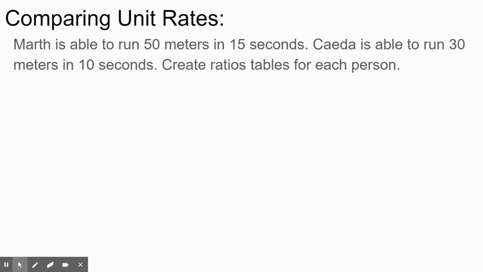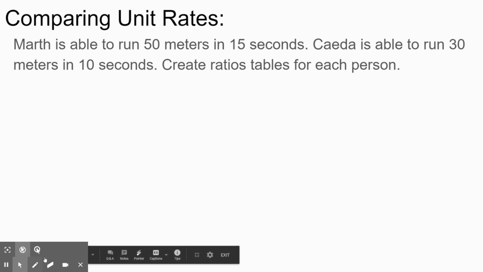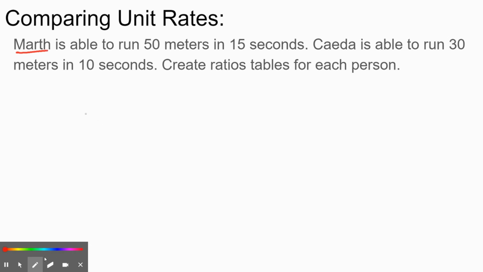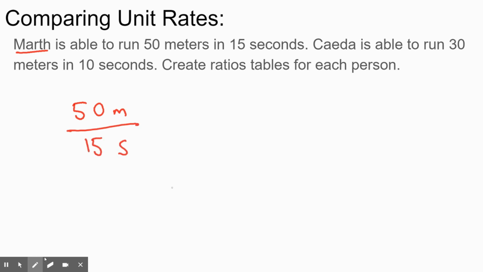So, what does that actually mean? Well, we're going to start off by writing down our first rate. So we had a rate for Marth, which was 50 meters in 15 seconds. Next, we're going to have to find a unit rate. So if you think back to the last video, make sure you've watched that if you didn't, we are going to need to divide both values by whatever our bottom value was.